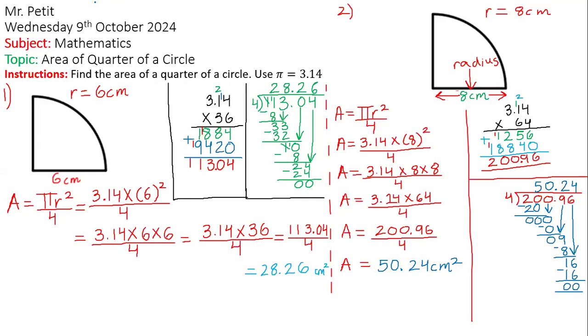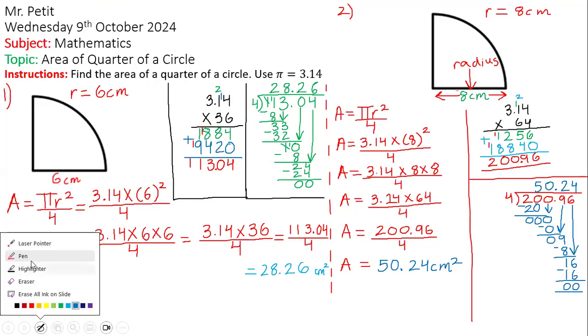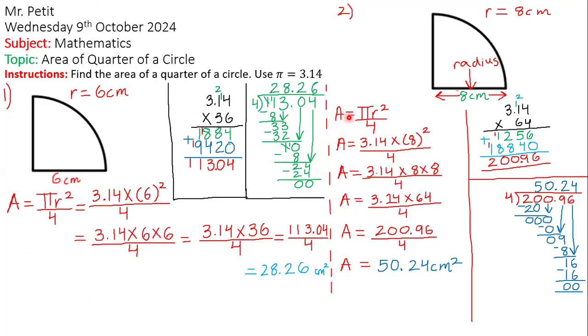Okay, quick recap. The first thing we do is say our formula: the area of a quarter of a circle is equal to pi r squared all over 4. We say pi is equal to 3.14. Then we say r is equal to 8. 8 squared is 8 times 8, so it's 3.14 multiplied by 8 times 8 all over 4.